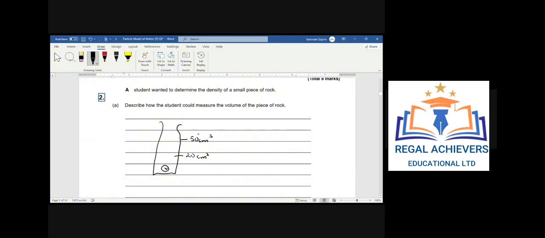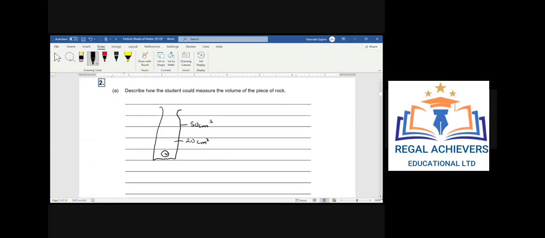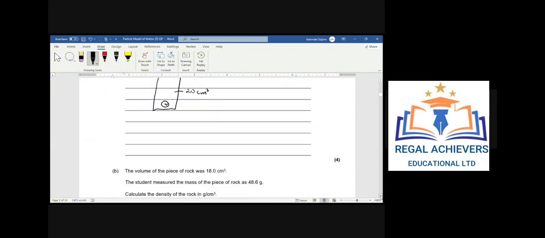So what do you do? You now compare the initial volume to the final volume to determine the displacement, and that will give you the actual volume of the piece of rock. In this case, it's going to be 30 cm³ when we find the difference. That is how the student can carry out that particular experiment. All right, let's go to the next question.